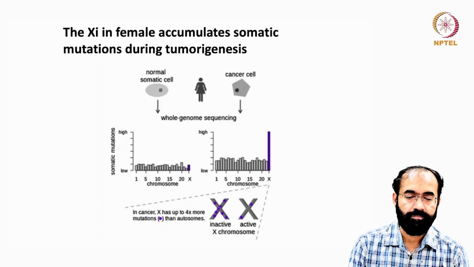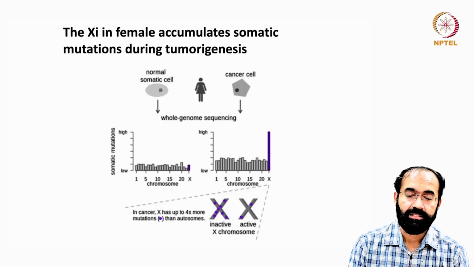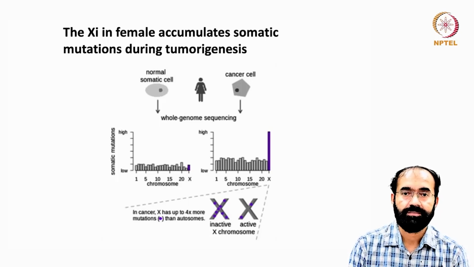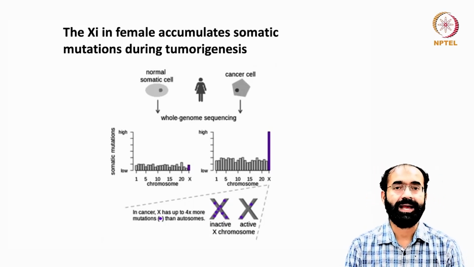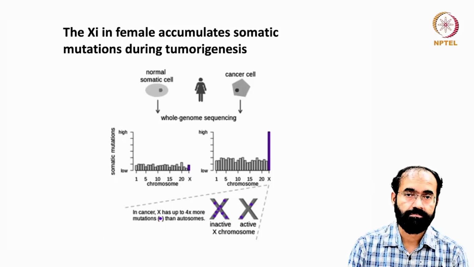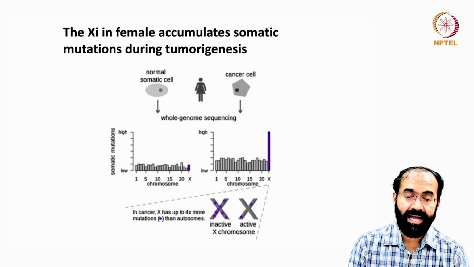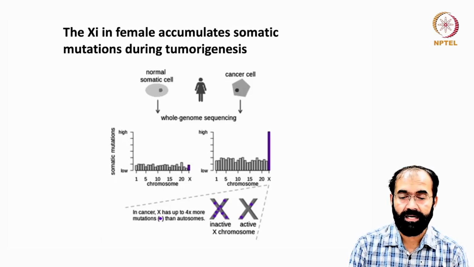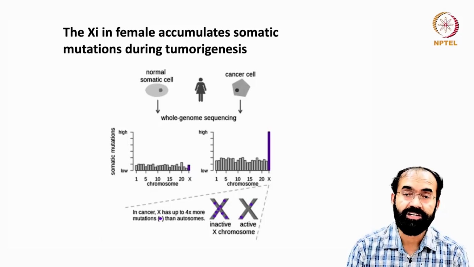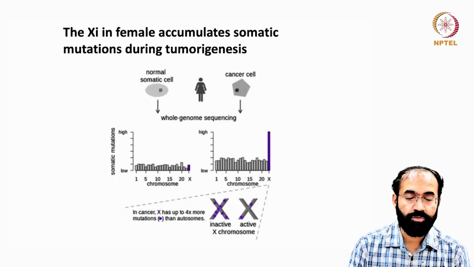But what you have to see is that all the somatic chromosomes or somatic genes have almost double, whereas the X chromosome has almost four times more mutations. So when somatic chromosomes have 2 times mutations compared to a healthy normal cell, the cancer cell has almost double compared to a normal cell, but in the same cancer cell, the inactive X chromosome usually will accumulate plenty of mutations, almost 4 times more. So in cancer, X has up to 4 times more mutations than autosomes.